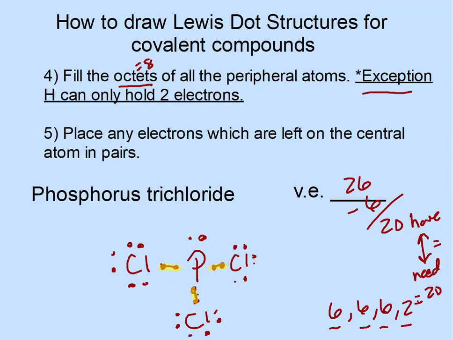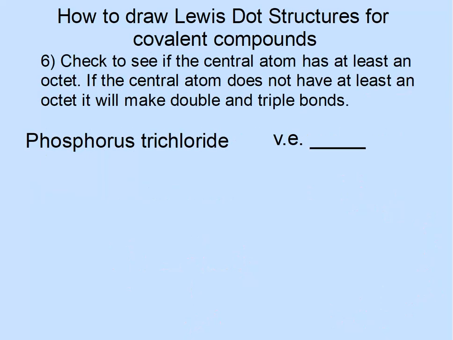So everything has 8. And then the other thing you need to check, did you use 26 electrons, no more, no less. So that's 2, 4, 6, 8, 10, 12, 14, 16, 18, 20, 22, 24, 26. So this must be the correct structure for PCl3. If everything doesn't have at least 8, that's when we're going to have to double and triple bond.